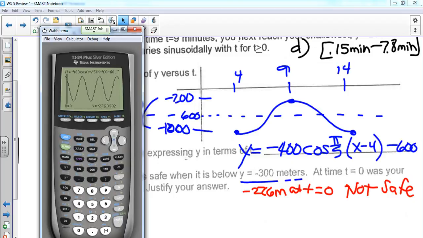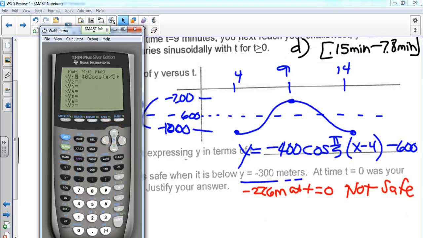And you're at -276. Are you safe? No. Is your sub below -300? Yeah. Is -276 below -300? No. So it's not safe. Yeah. All right.